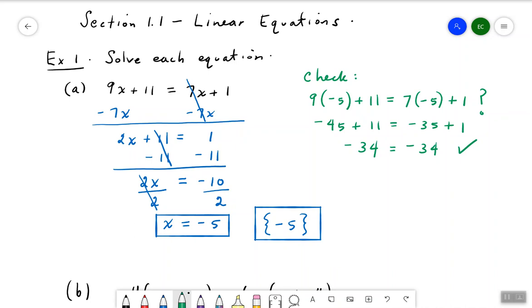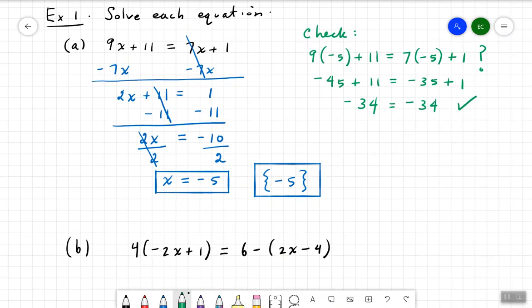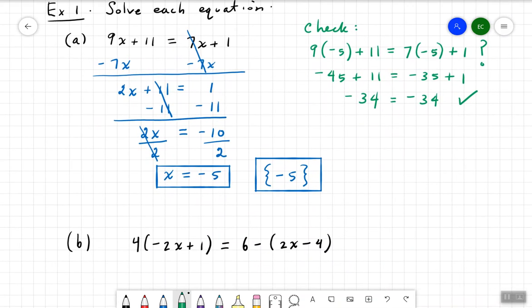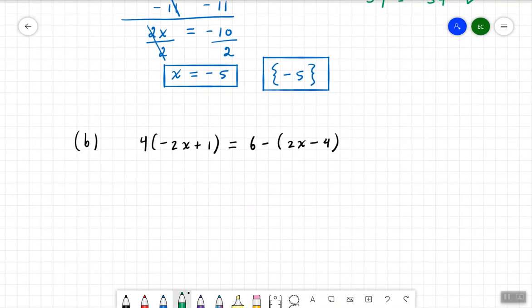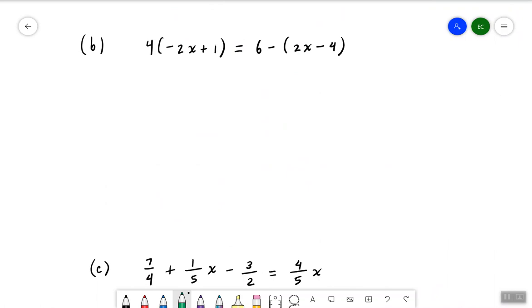Okay, so that's the first problem. Let's go on and work a couple more. They should get a little more complicated as we go along. So let's have a new problem here. Again, if you think you know how to work it, then you should pause the video and try it for yourself.